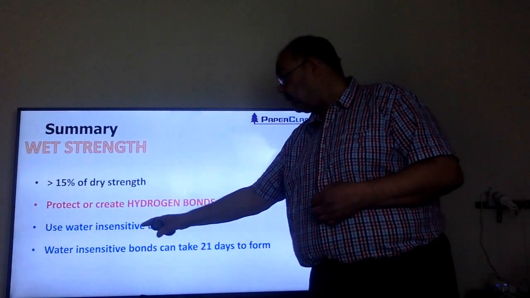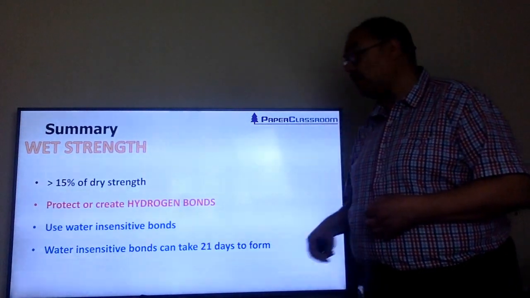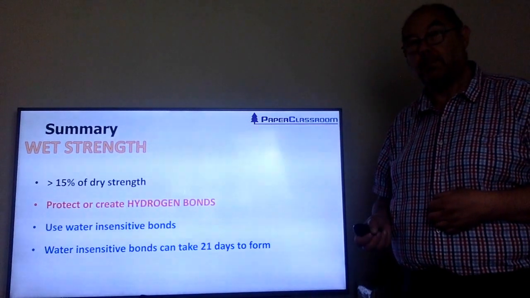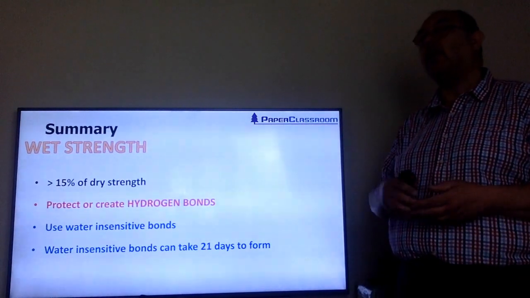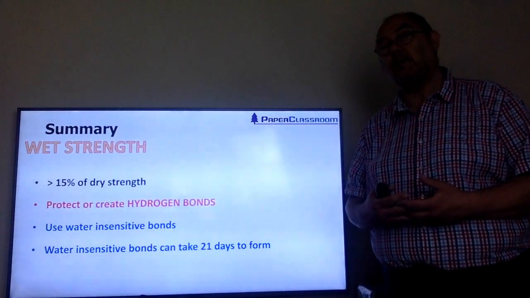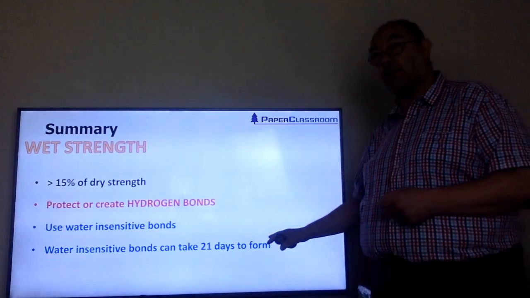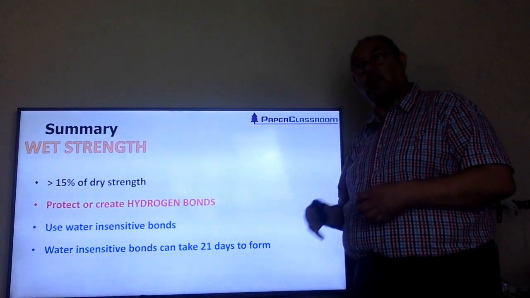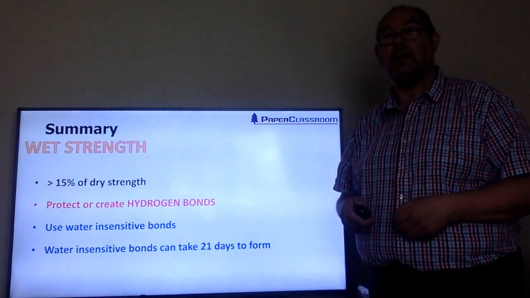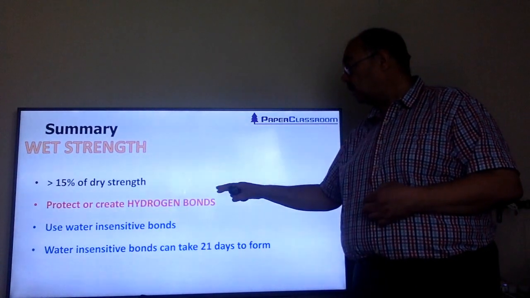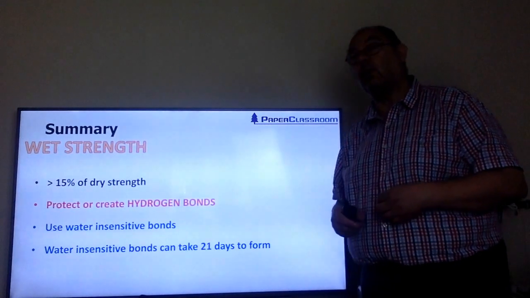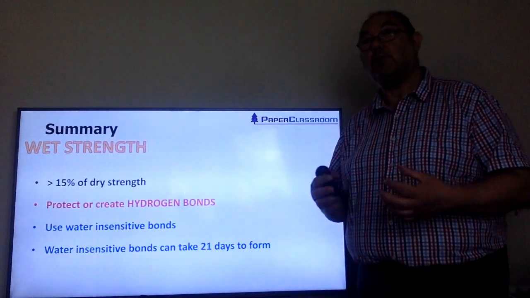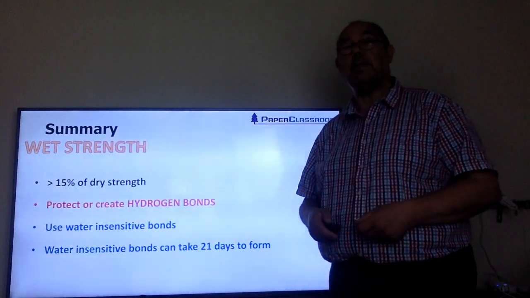And the interesting thing is, these bonds, MF resin, UF resins, can take up to 21 days to actually fully cure. So once you've made the paper, only then do these reactions start to occur. And that has implications for broke, for example. The longer you leave your broke, then the more these bonds are going to cross-link, and the harder it's going to be to reprocess your broke. So with materials that have wet strength agents in, the faster you can reprocess your broke, the easier it's going to be, the cheaper it's going to be, and the less damage you're going to get to your fibres.